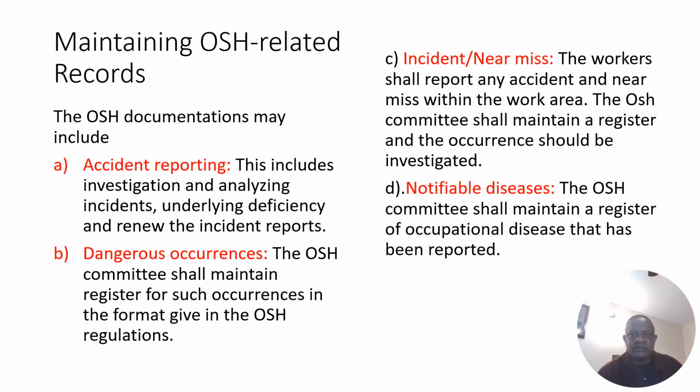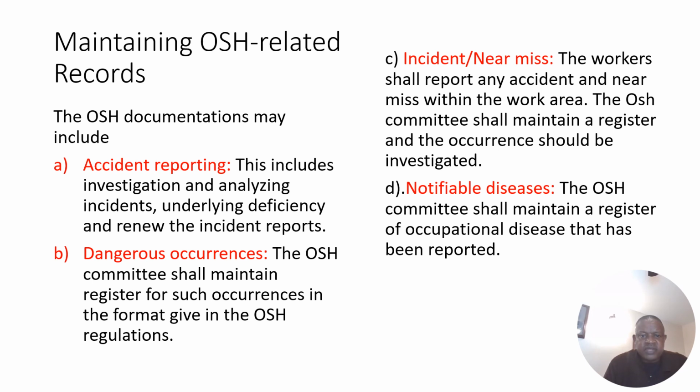Then we talk about maintaining occupational safety and health related records. The occupational health and related documentations may include accident reporting. This includes investigating and analyzing incidences, underlining deficiencies and reviewing incident reports. Then reporting also includes recording of dangerous occurrences.